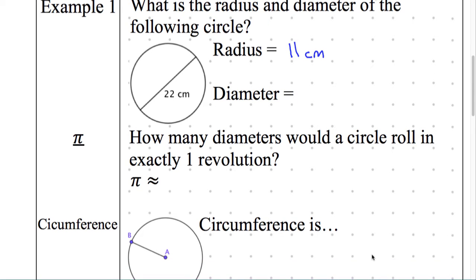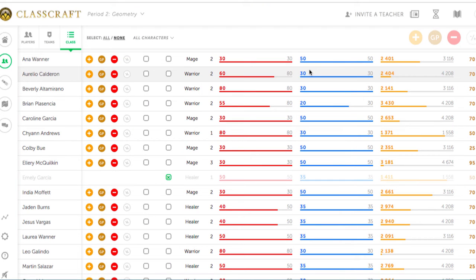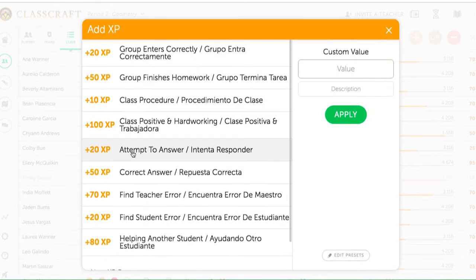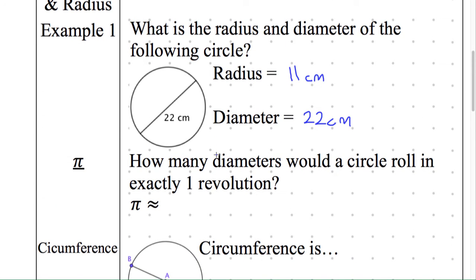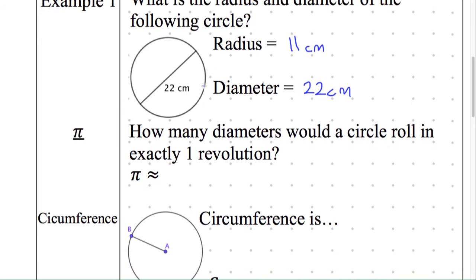Diameter. Quiet raised hand. What is the diameter? Don't forget our units. Beverly. 22 centimeters. There it is. Thank you, Beverly. Write down 22 centimeters. So far, so good. We know about radius and diameter. Part of Khan Academy is just reviewing those basic things.